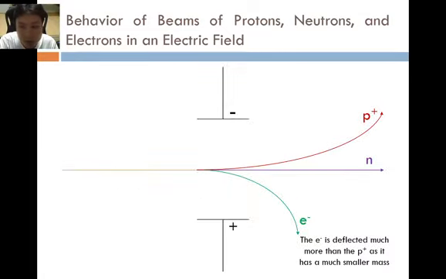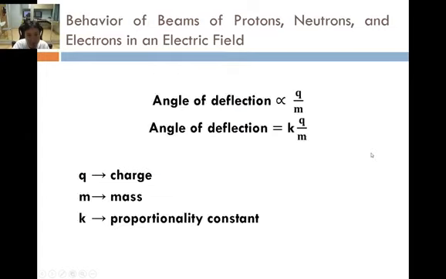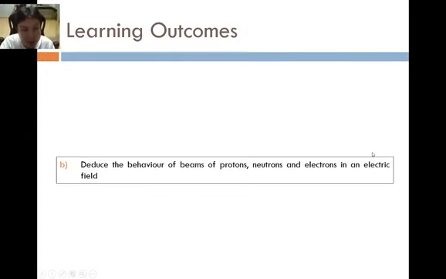For the neutron, since it's electrically neutral, it's neither attracted towards the negative plate nor the positive plate, and hence it will pass straight through an electric field without being deflected at all. So that's the answer to the learning outcome B.